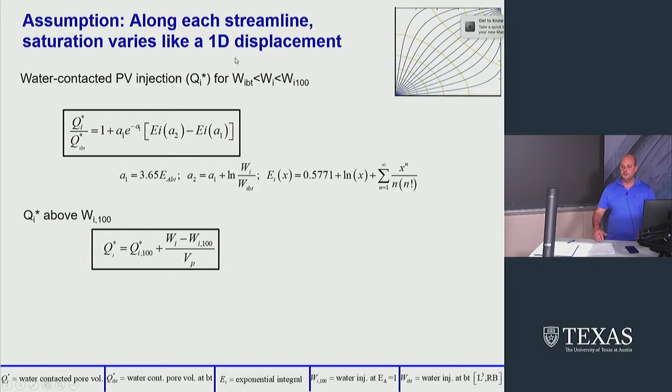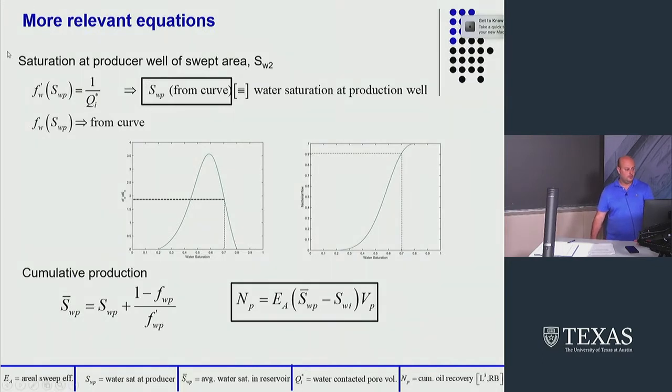This is going to be very similar to what we did all the way back in chapter 13, 1D displacement, where we took our dimensionless time, we took the inverse of that, and we said that that was the derivative of the fractional flow. So FW prime is 1 over QI star. So you get FW prime, and you come down and you get the saturation of the producer well.